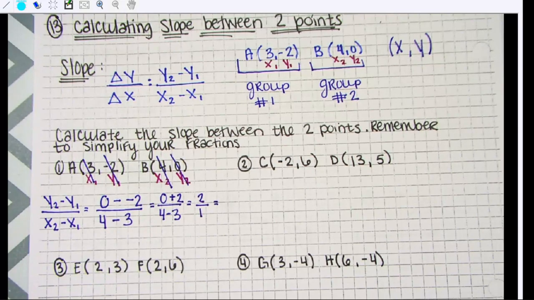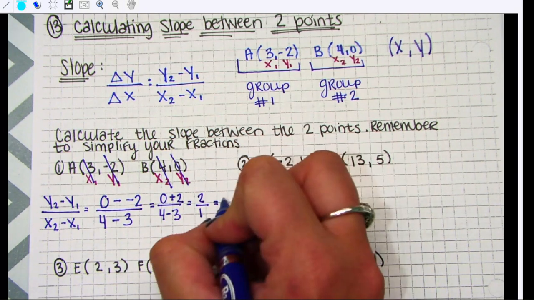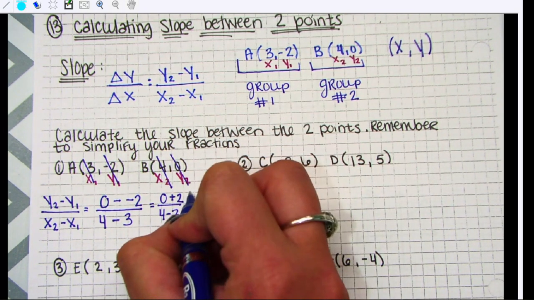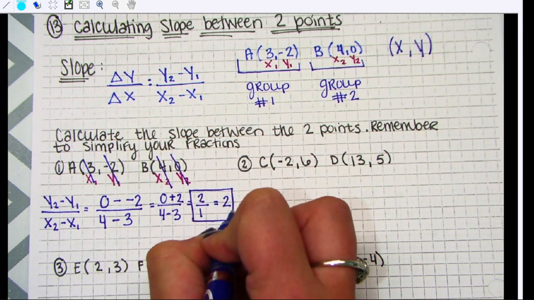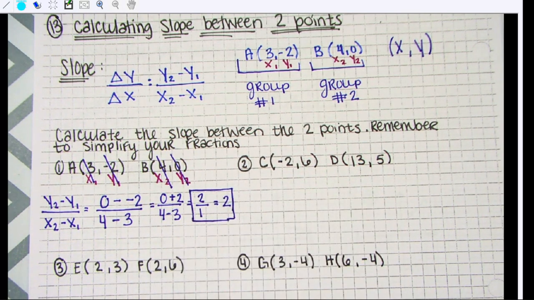How else can I write that? Just 2. Okay. So any number over 1 is just itself. So I will take either of these answers. There is nothing wrong with writing it over 1, but I want you to see that you can write it without 1. So both of them are correct. It's just your choice.